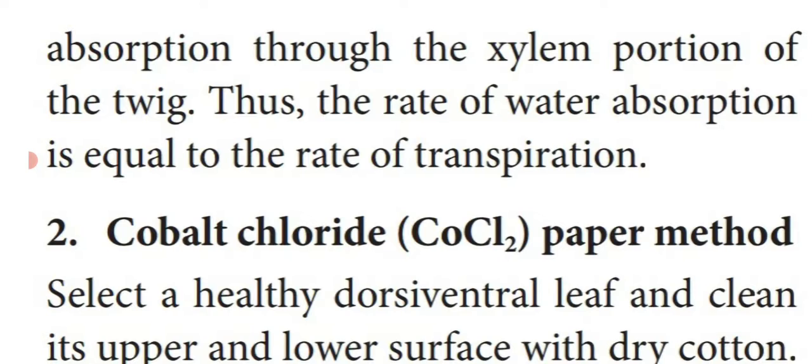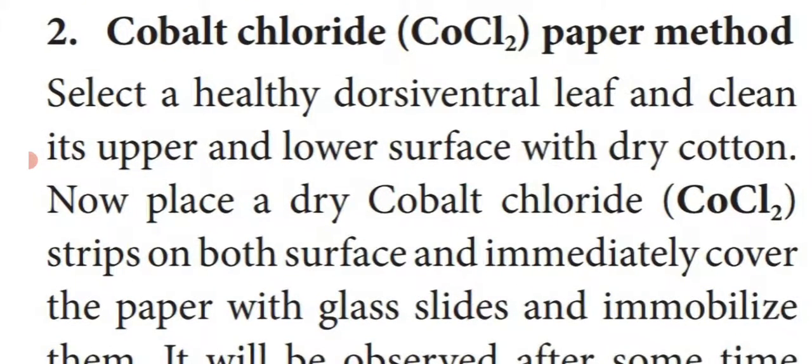Ganong's photometer is a practical oriented question and also a theory oriented question. The second method is the cobalt chloride paper method. We have to select a dorsiventral leaf, that means a leaf having an upper surface and a lower surface. At the same time, the mesophyll region is differentiated into palisade parenchyma and spongy parenchyma. It's known as a dorsiventral leaf.